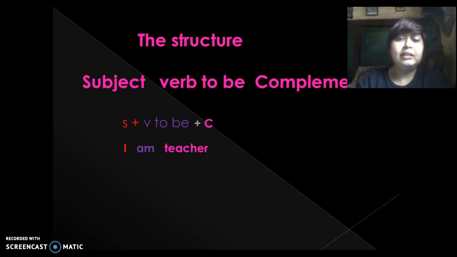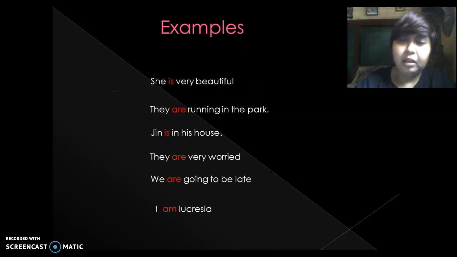Now, this is the structure: subject plus verb to be plus the complement. For example, I is the subject, am is the verb to be, and the complement is a teacher. And here are examples for the sentences.